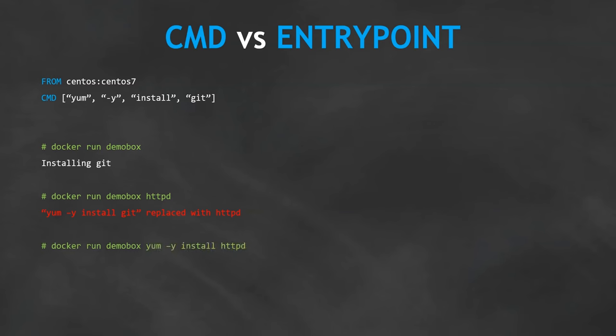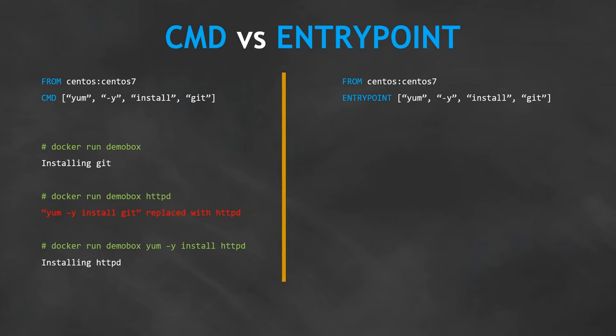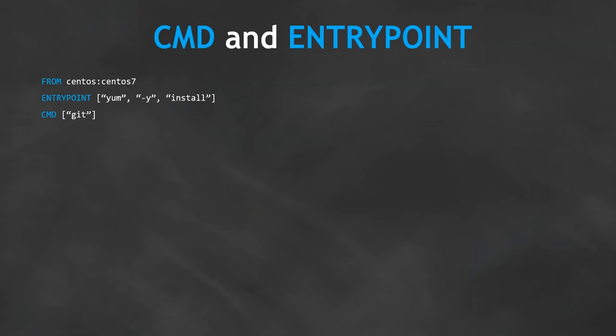Next thing, we have given the complete command just to test it out. The complete command replaced the CMD instruction so that we were able to install httpd. Same we tried with the entry point. In entry point, even we have given the same instruction, and if we execute docker run demo box, it installed git. There is no difference between entry point and CMD till here, but whenever we try to give httpd as an argument, here we could see it is installing git and httpd as well, whereas in the CMD command it replaced.